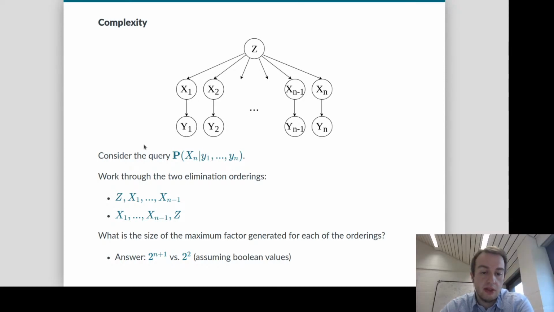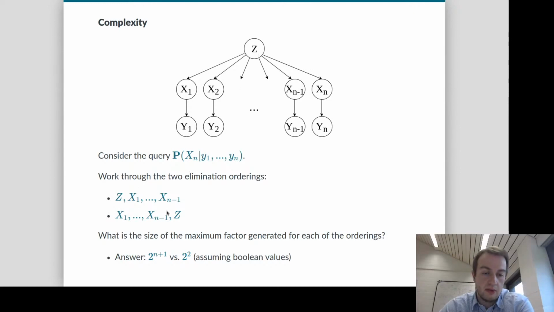Actually, this factor is not exponential up to n minus 1, it's exponential in n plus 1, sorry, because we also have to add the xn variable and the z when we compute the join. So we are joining n plus 1 variables, and therefore the size of this factor would be exponential in n plus 1.